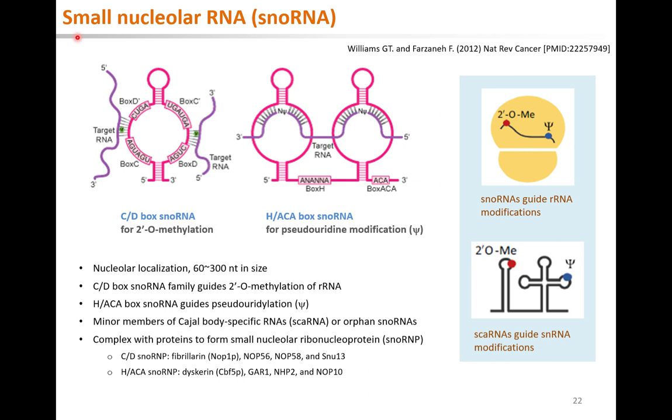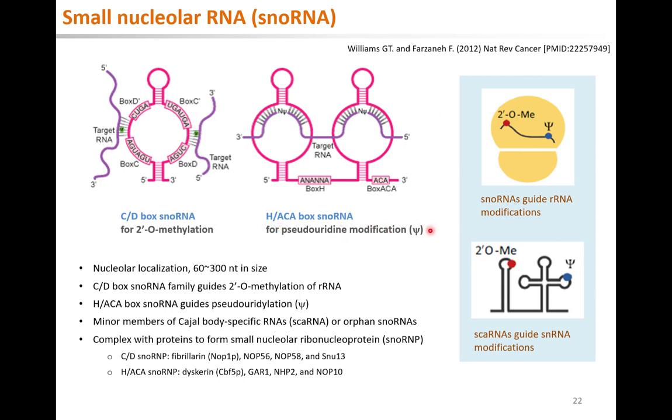Now let's move on to small nucleolar RNAs, or snoRNAs. snoRNAs are localized in the nucleolus, about 60 to 300 nucleotides in size. There are two major families of snoRNAs: the C/D box snoRNA family guides 2'-O-methylations of rRNA, whereas H/ACA box snoRNAs guide pseudouridine modification.